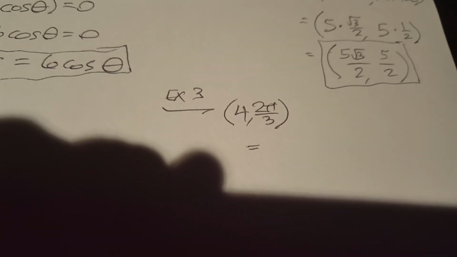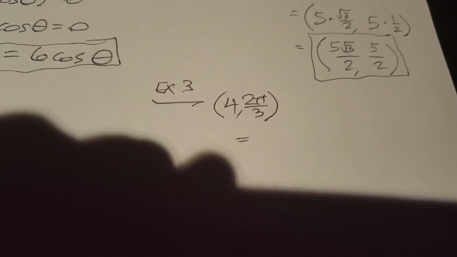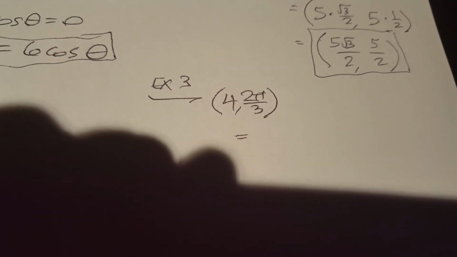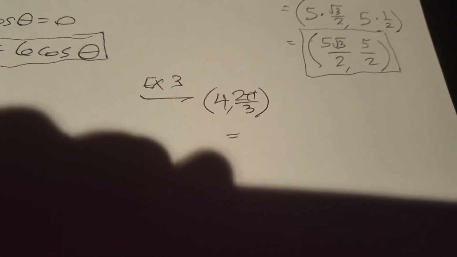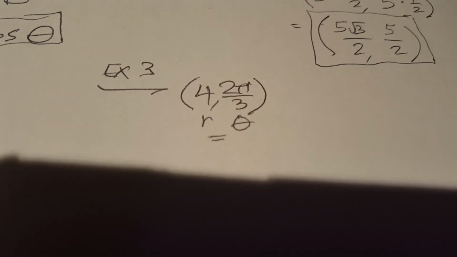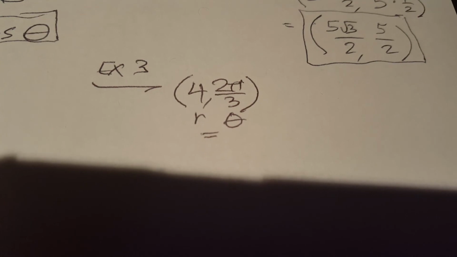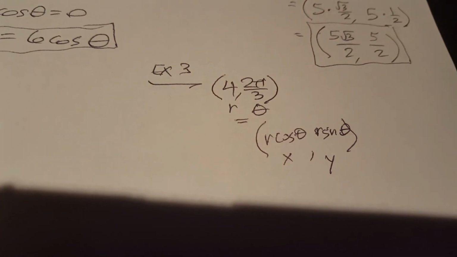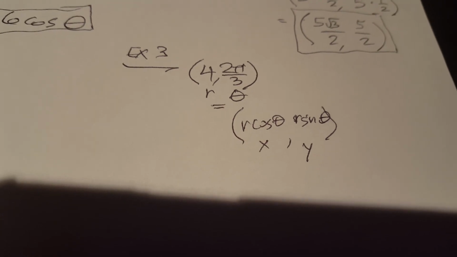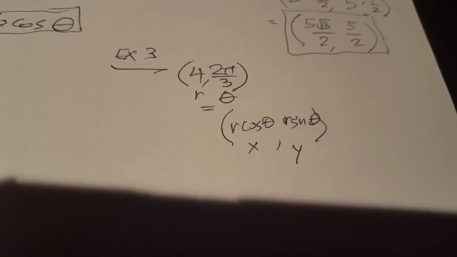Here is your polar coordinate (4, 2 pi over 3), and we're going to try to get the same point in rectangular coordinates. Remember, here you're given your r and your theta. Your rectangular coordinate is going to be an xy point. Remember, your x is r cosine theta, and your y is r sine theta.